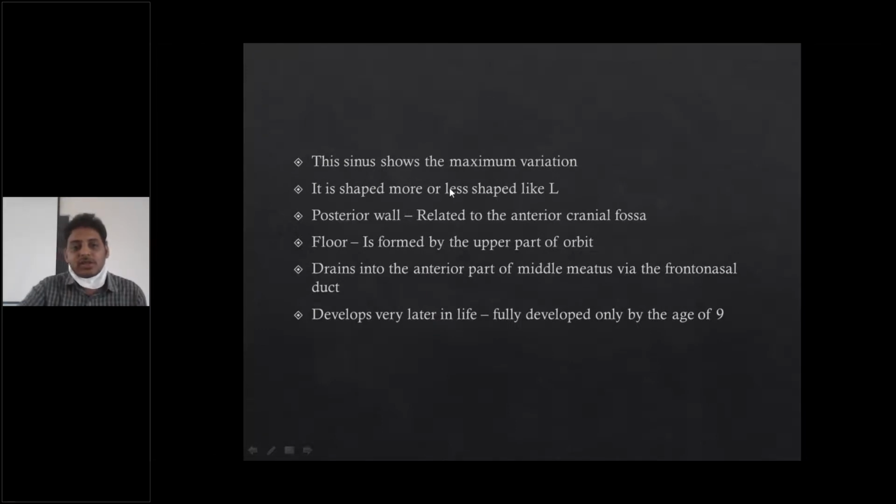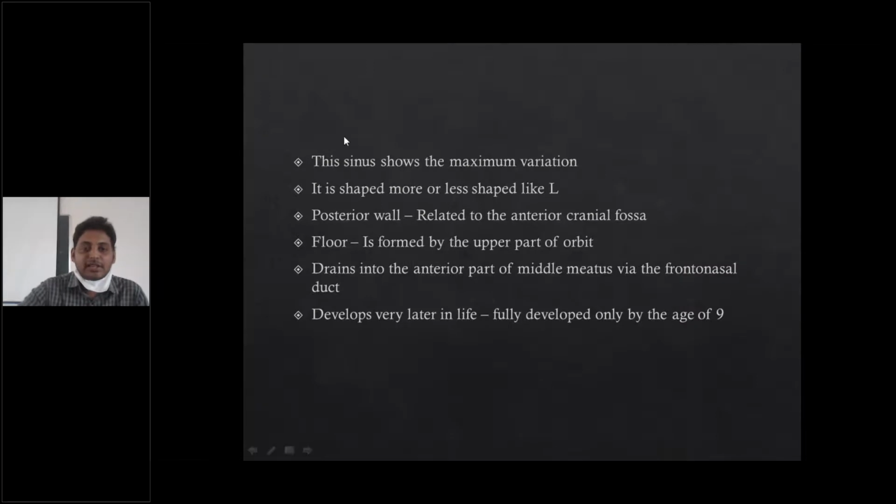Among the sinuses, the one which shows the maximum variation is the frontal sinus, and you may also get this as an MCQ point. The sinus which shows the maximum variation. As we said earlier, there can be a developmental anomaly for every sinus, like maxillary hypoplasia or frontal aplasia or frontal hypoplasia or frontal hyperpneumatization. So this sinus among the four usually shows the maximum variation.